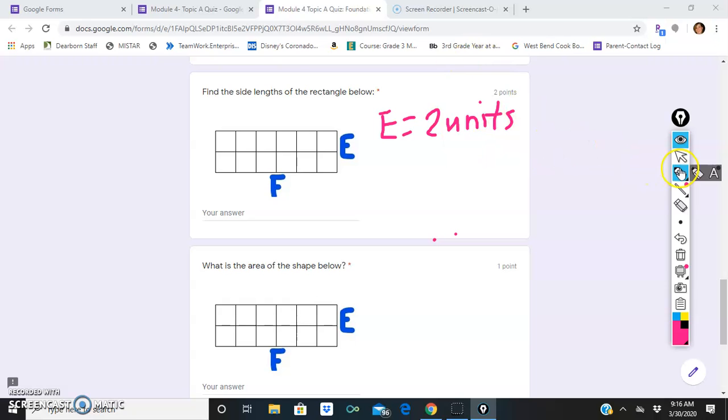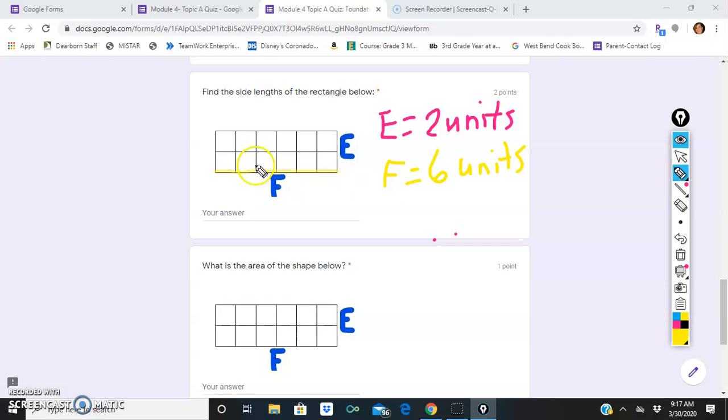All right, let's do F now. Our F side, let's count those side lengths. Ready? 1, 2, 3, 4, 5, 6. Good. So now I know F is going to equal 6. Is it square units or just units? Well, we're counting only one side of that square. So we're just going to put units, 6 units.